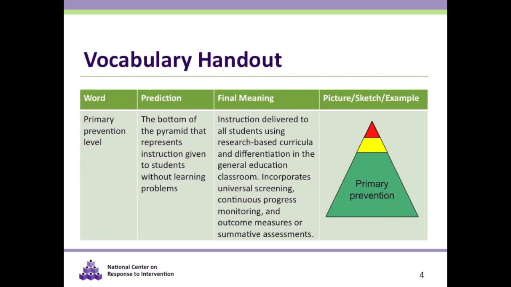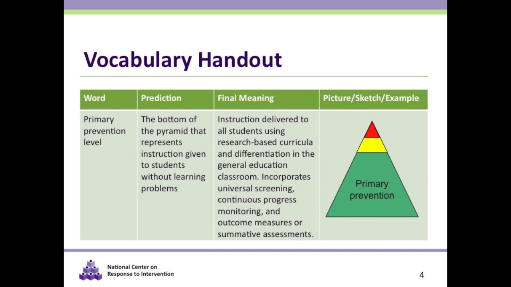One helpful way to check your understanding throughout this webinar is to complete the vocabulary handout that we have included in the handouts for this session. The handout provides a table with a list of key terms on the left side and with columns on the right side for you to track your understanding both before and after viewing the webinar. Before viewing the webinar, you should make predictions about what you think different terms mean, and then throughout the webinar, you'll complete the final meaning column based on the definitions provided, along with a picture or sketch or example column where you can add anything that may be helpful for you to remember what you've learned.